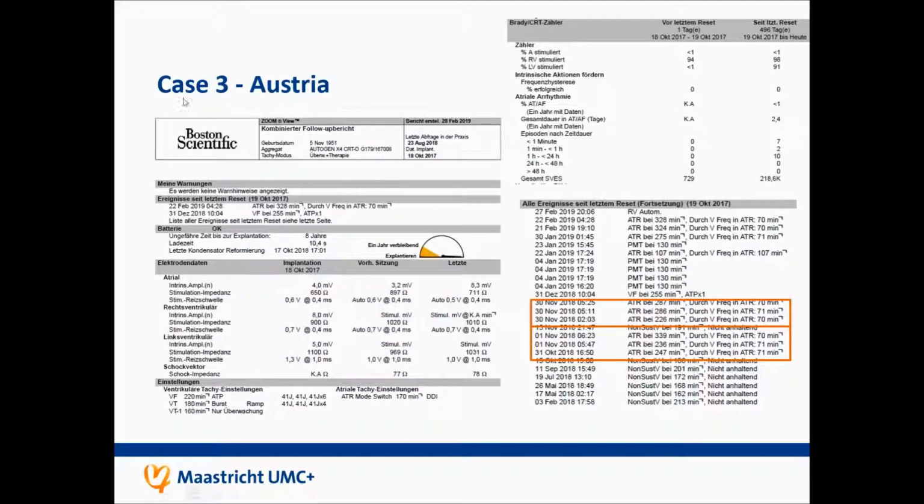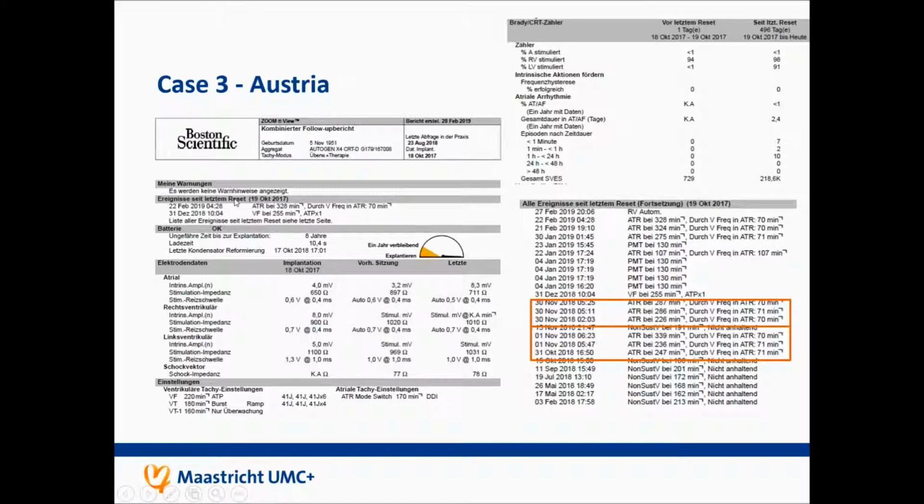An example from Austria, Boston Scientific. Okay, this is also an example of the difference between the last readout and the last reset, because we see here the date of interrogation was 28 February 2019. The last interrogation of the device was the 23rd August of 2018.